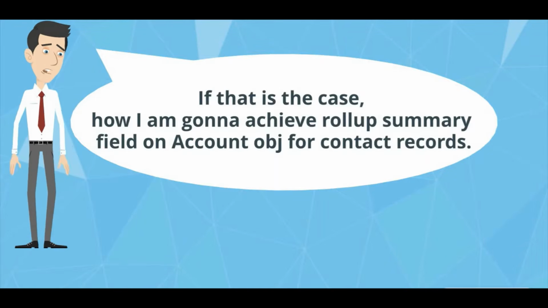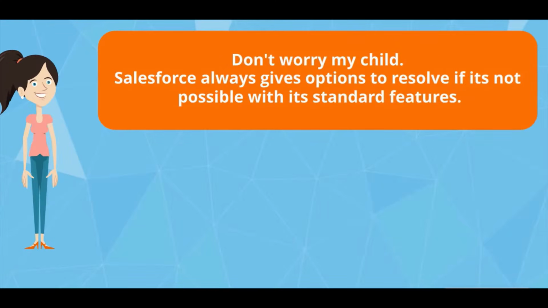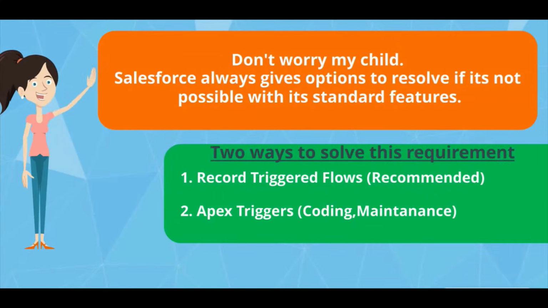If that is the case, how am I going to achieve a roll-up summary field on the account object for contact records? Don't worry, my child. Salesforce always gives options to resolve if it's not possible with a standard feature. In this case, there is no roll-up summary field that can be created on the account object for contact records. So here are two ways to solve this requirement. One is record trigger flow, which is the recommended option. We also have Apex triggers, which will cost you coding and maintenance. Now we'll see how to create custom rollup summary fields by using record triggered flows.